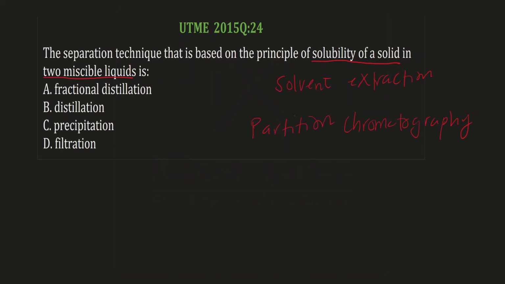So in the options, we do not have solvent extraction or partition chromatography. So let's look at the options one after the other. Option D says filtration. I know filtration is going to be wrong because filtration deals with solubility of a single solid, one solid in a single liquid. So if you want to use filtration, you're going to use it to separate a single solid in a single liquid. So filtration will be incorrect.